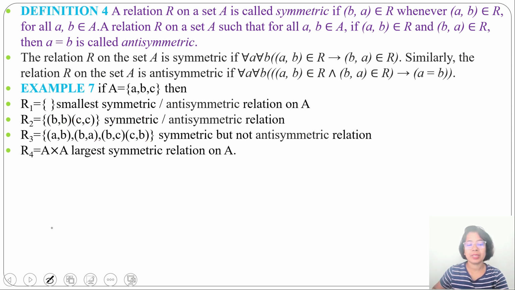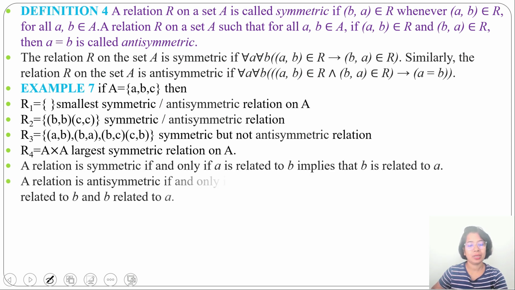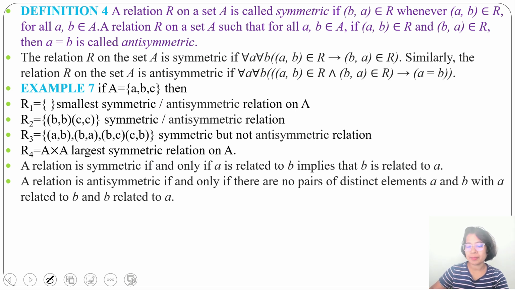Next, R4, that is A Cartesian product A, is the largest symmetric relation. A relation is symmetric if and only if a related to b implies b is also related to a. And a relation is antisymmetric if and only if there is no pair of distinct elements a, b with a related to b and b related to a. So a and b should not be distinct. If a and b are equal, if a equals b, then it can be. It means (a,b) and (b,a) both can belong to the same relation.